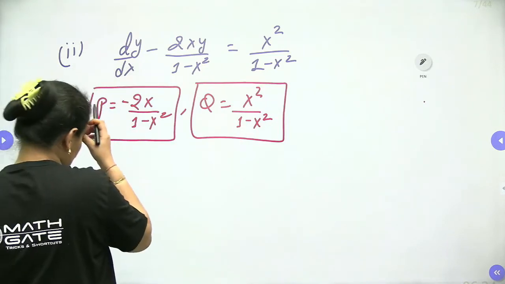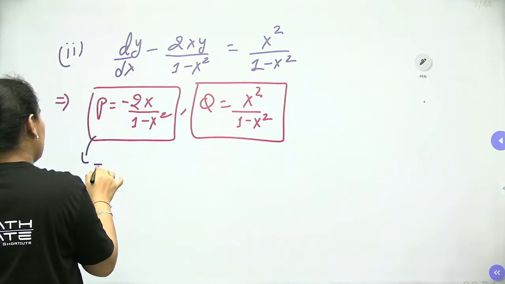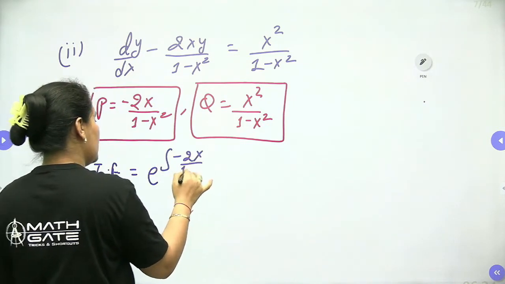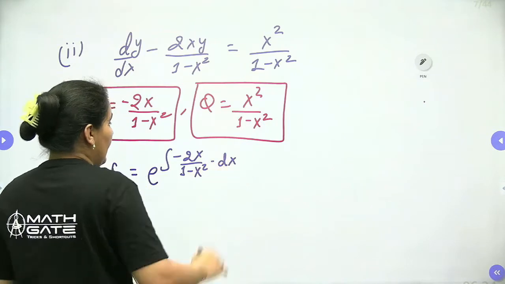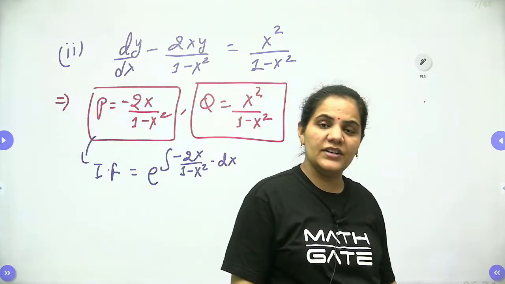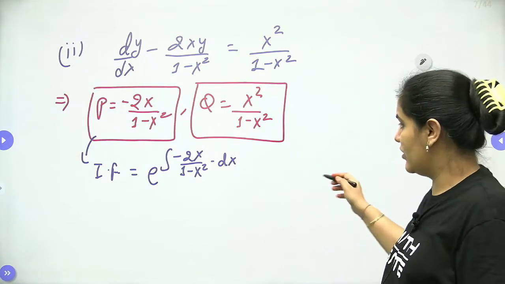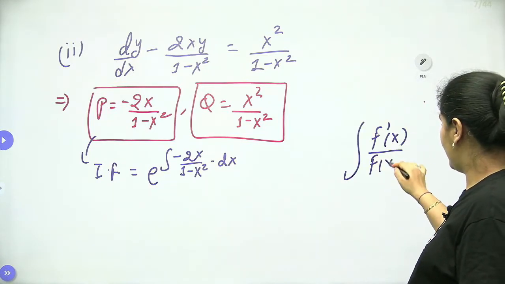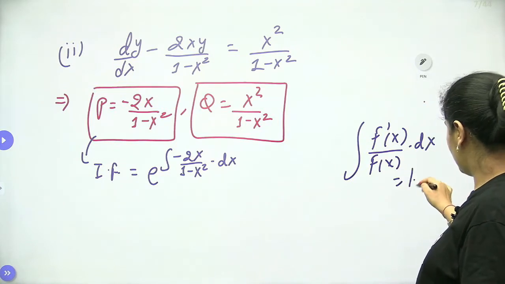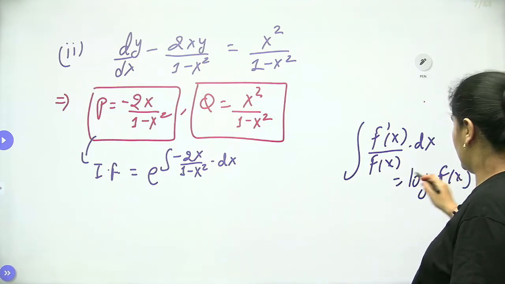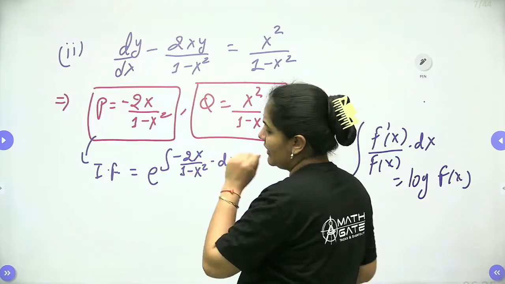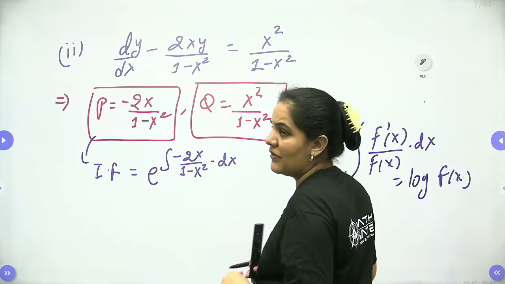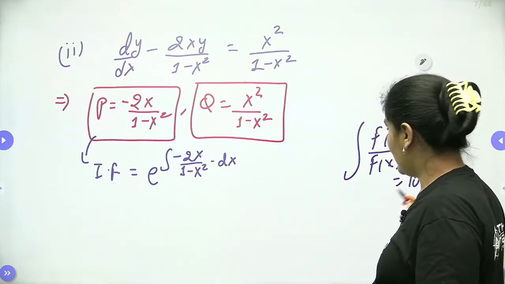So let's approach the integrating factor first. When we find the integrating factor, it will be e to the power integral of minus 2x by 1 minus x square dx. Now again, the trick which I already told you in integral calculus comes. As we know very well, the integration of f dash x by f x dx is nothing but log of f x only, right? You can see here the differentiation of 1 minus x square is minus 2x. So this is the f dash x and this is the f x. So here we can write directly log of f x.